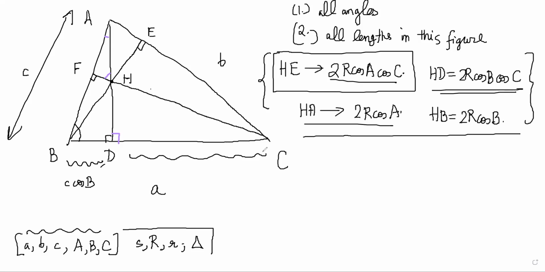What is CD? So we'll take AC in triangle ADC. We get cos C is equal to base by hypotenuse, which is CD by AC. So CD is B cos C. And therefore you get the projection rule also, which is C cos B plus B cos C is equal to A.